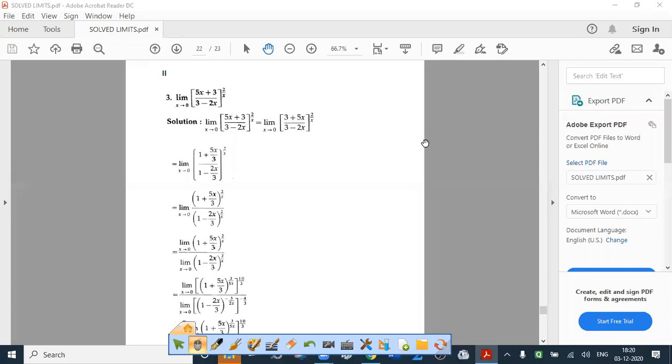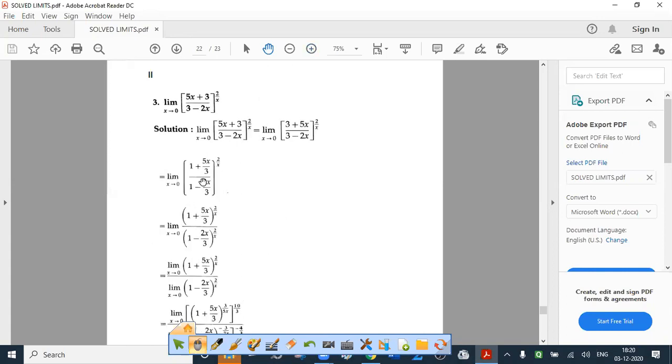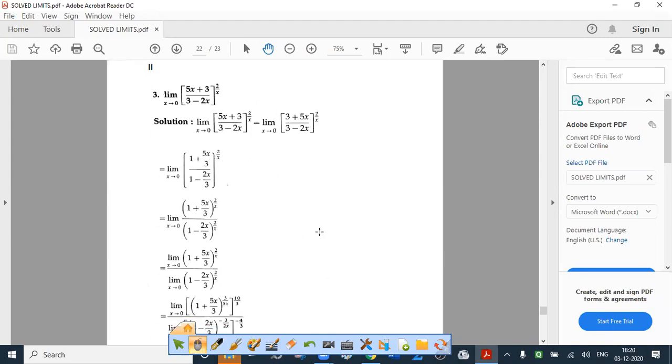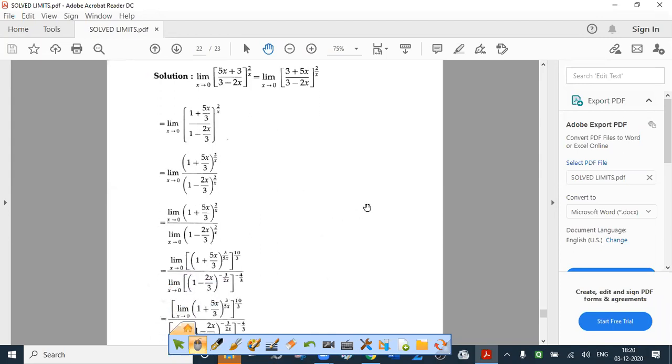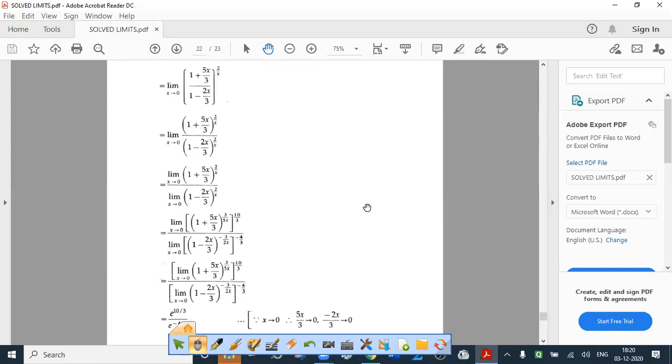Actually, this is similar. Limit x tends to 0, ((3 plus 5x) upon (3 minus 2x)) raised to 2 upon x. Now, within the bracket, take 3 common and cancel. So that gives me (1 plus 5x upon 3) upon (1 minus 2x upon 3). What is (a upon b) raised to m? It is a raised to m upon b raised to m. Okay. What is the limit of a quotient? Limit of numerator upon limit of denominator.